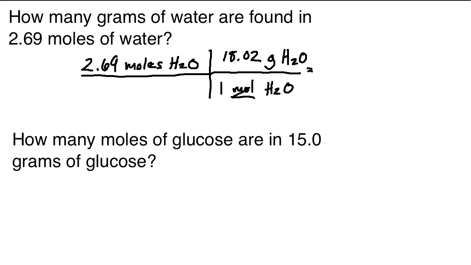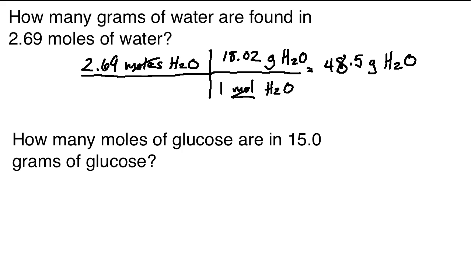So mole and mole will drop out, and if I multiply these two values together, I get 48.5 grams of water. So hopefully everybody was able to come up with that value or something very, very close or similar to that value when they were working through this.